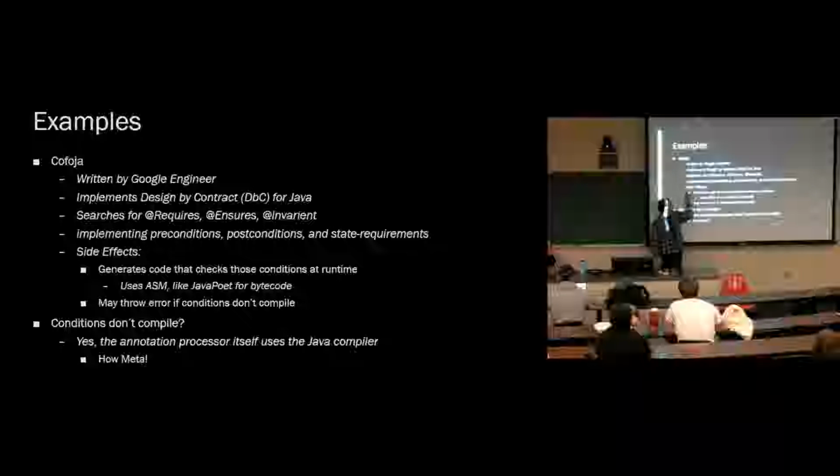So I said here, side effects, generates code, may throw an error if the conditions don't compile. That's kind of weird because we're talking about an annotation processor here. This is external of the compiler. Well, it turns out that this annotation processor takes in some strings as metadata, and then it uses the Java compiler to compile those strings. So this is an annotation processor that's registered to a compiler, but is also using the compiler itself to build the data that it needs to do its thing.